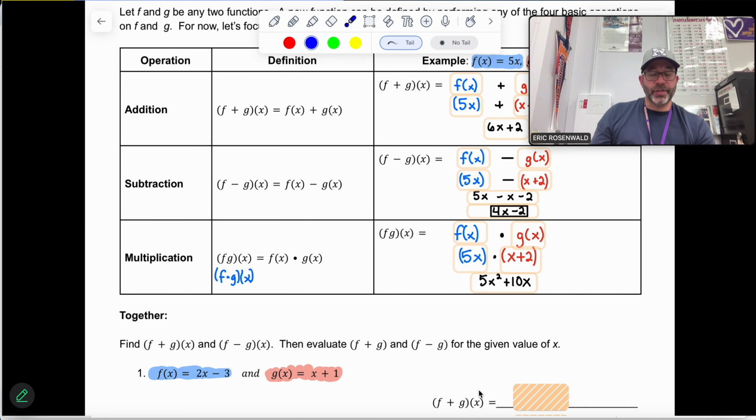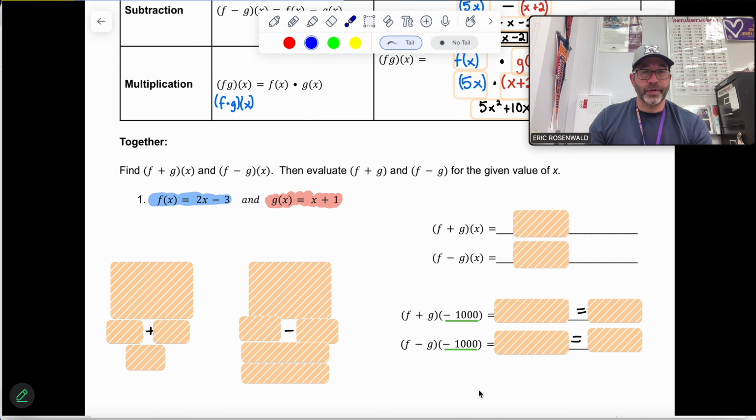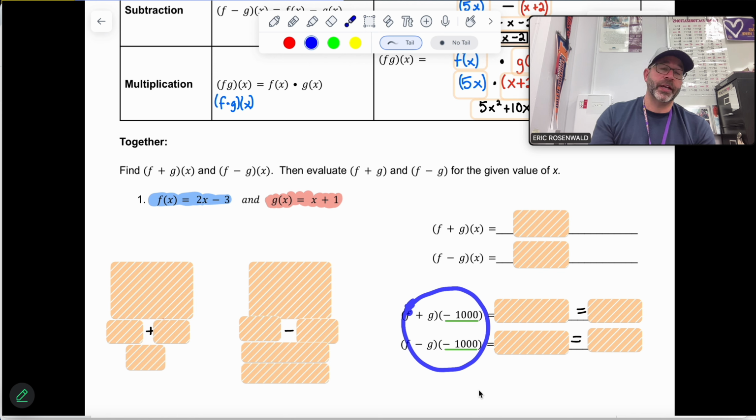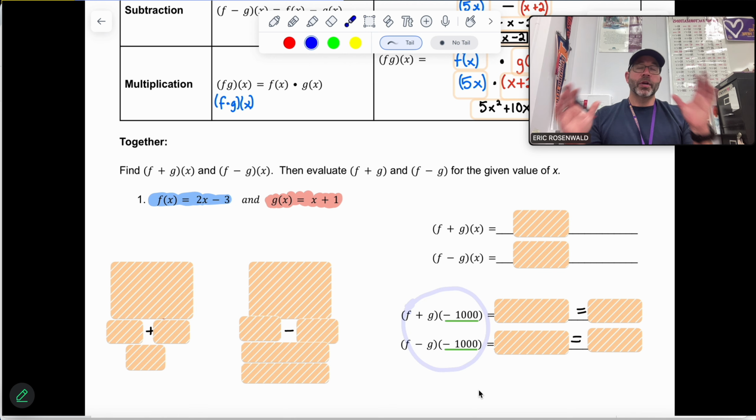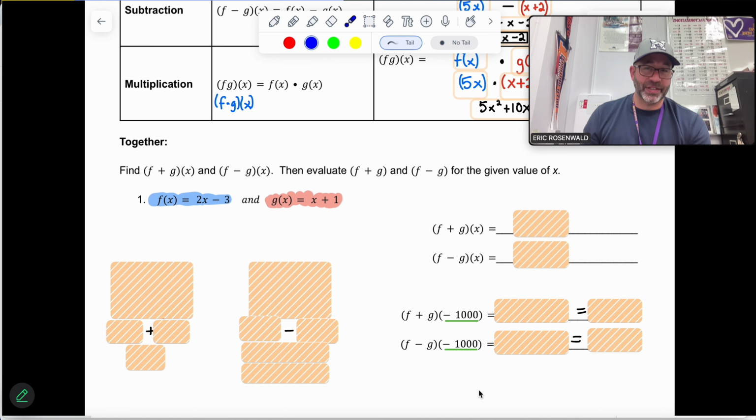So let's try practicing some of these and see what happens with everything, okay? In number 1, we're asked to find f plus g of x and f minus g of x, and we're going to find what those values are. In addition, later on, we're going to simplify and evaluate when x is equal to negative 1,000 in these cases.